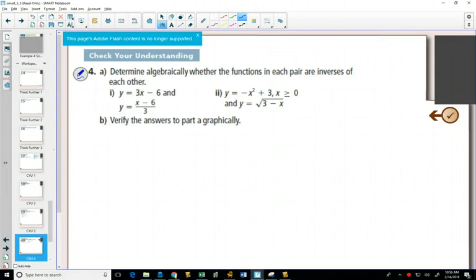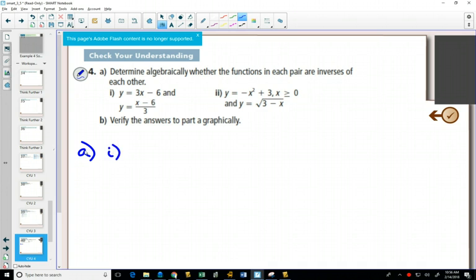We're going to determine algebraically if the equations that they've given us are inverses of each other. And then we're going to look at it graphically to see if we could also tell graphically whether they're inverses of each other. So first of all, algebraically.